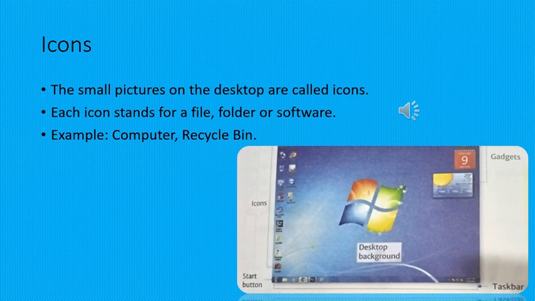Icons. The small pictures on the desktop are called icons. Icons on the desktop represent files, folders, or programs. When you double click on an icon, a window gets opened or a program gets executed. See on the screen, there is a picture of a desktop.